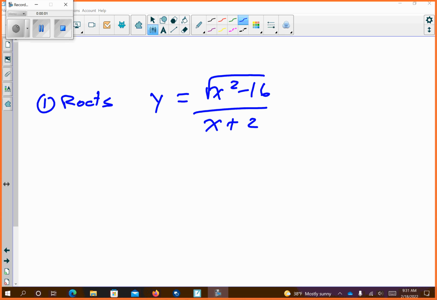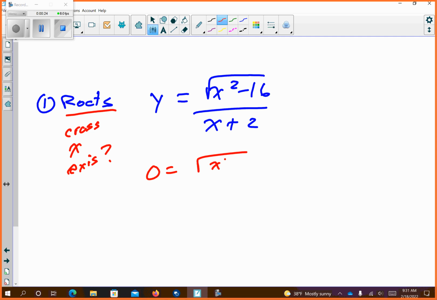All right, I'm going to show how to do these problems two different ways. The first way I'm going to show you is algebraically. Things that we have to know: roots means where it crosses the x-axis. So if doing this algebraically, set y equal to 0, multiply both sides by x plus 2, so then you wind up with just this. It cancels out. Is that okay so far?